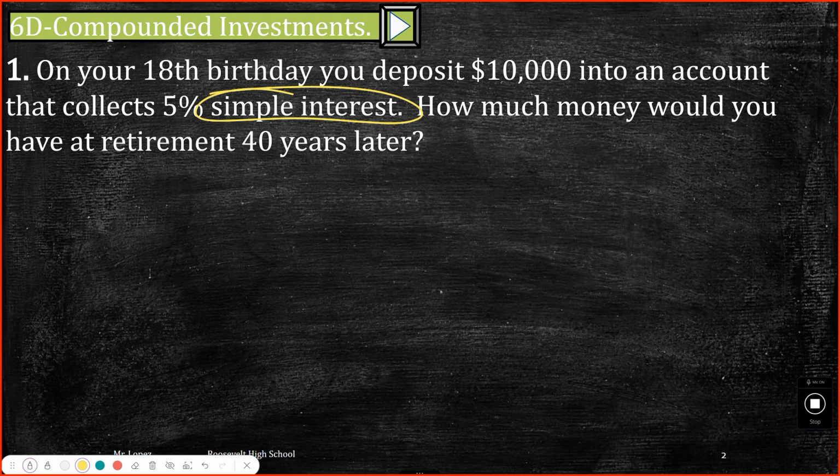$500. So you're making $500 per year on the $10,000 that you invested.